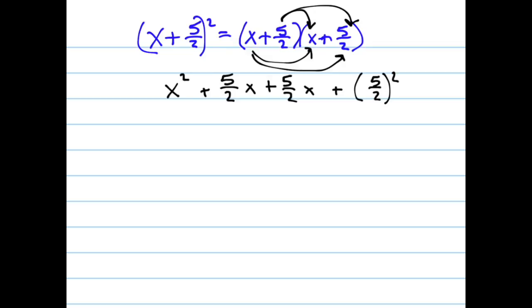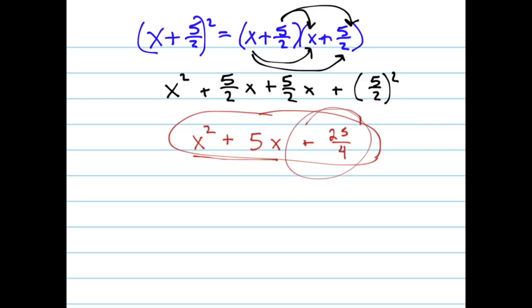So what happens when I add 5 over 2 x plus 5 over 2 x? It would be positive 5x. Right? So that's what I started with, and that c that I was missing is the 5 over 2 squared, which was 25 over 4. Okay. So what we're looking for is this piece right here. And again, we always find it by taking our b, the coefficient of x, dividing by 2, and squaring it. That's always what goes there.